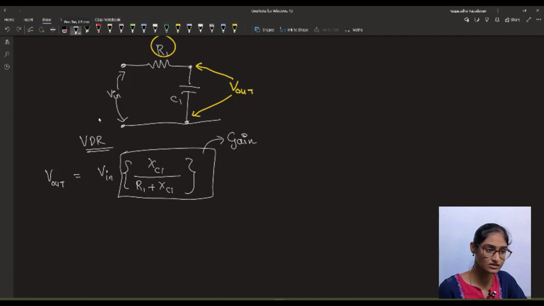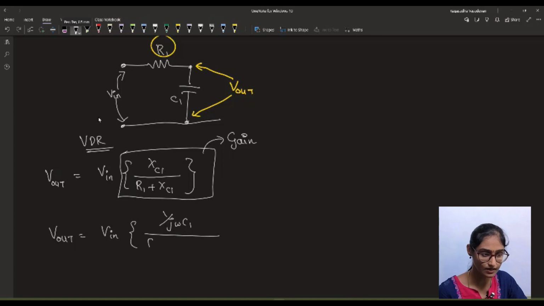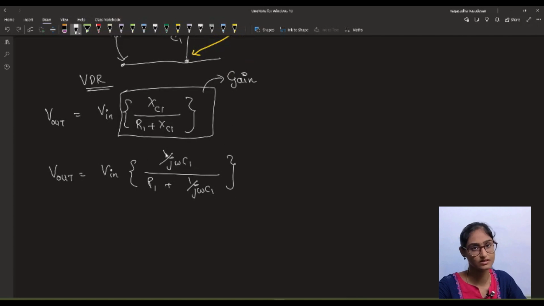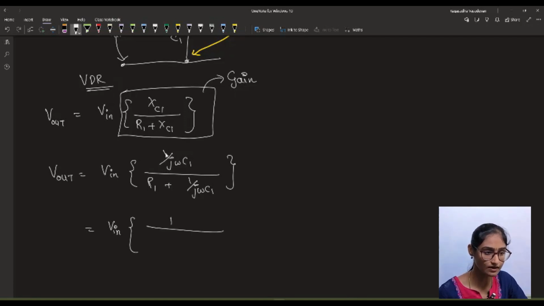Okay, so let's see what this is. V out will be V in multiplied by 1 by j omega C1 divided by R1 plus 1 divided by j omega C1. Okay, I am just expanding the term XC1. XC1 is equal to 1 by j omega C1, right? So this is equal to V in multiplied by 1 divided by R1 C1 j omega plus 1. I am just taking the LCM and cancelling off the common terms.